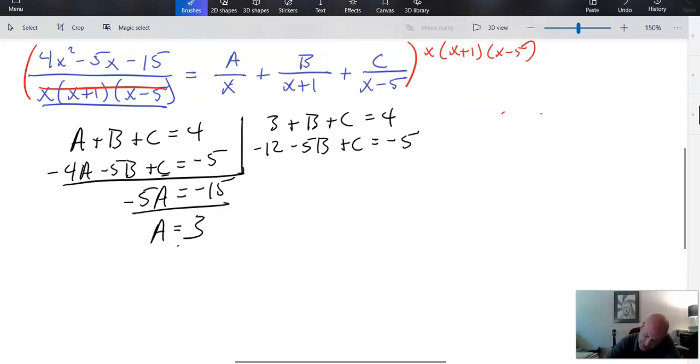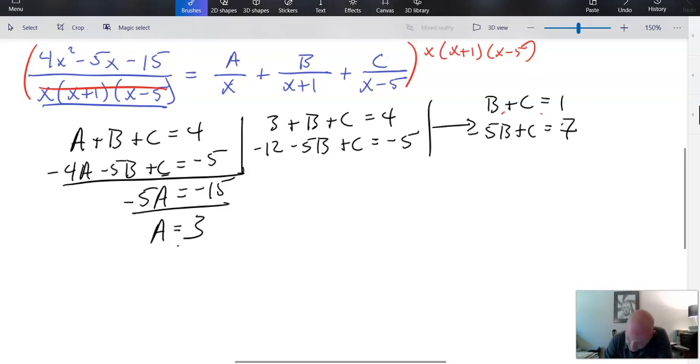Right? So let's move the 3 and the 12 over. So we'll have something that looks a little nicer. So I have b plus c, and if I subtract 3 over, I get 1. And if I add 12 over here, I get negative 5b plus c is equal to 7. Okay, well, we can use this to solve this. Let's just see what we got here.